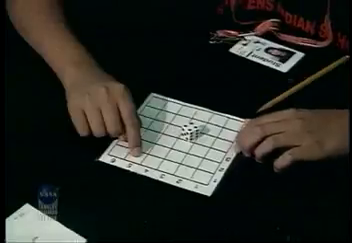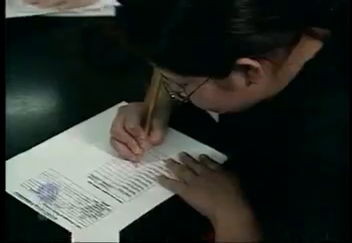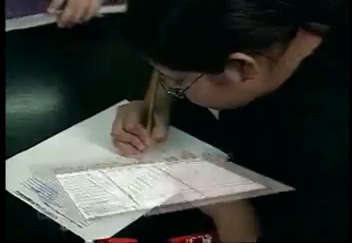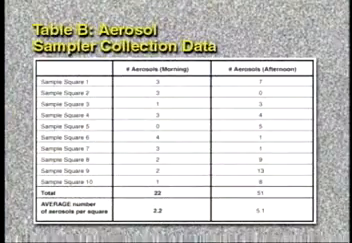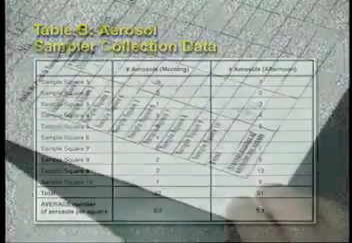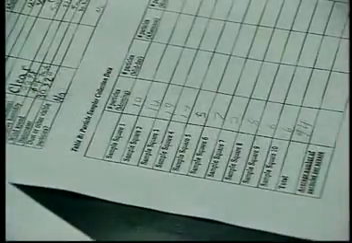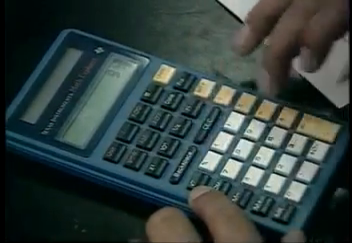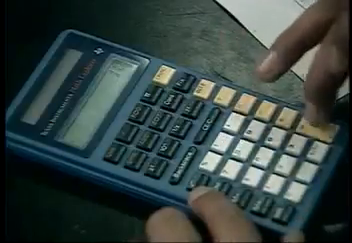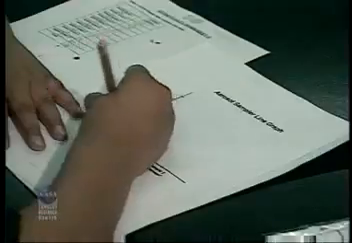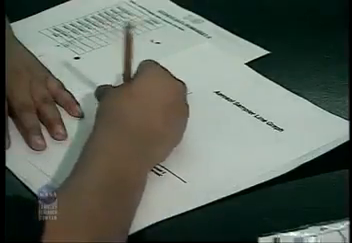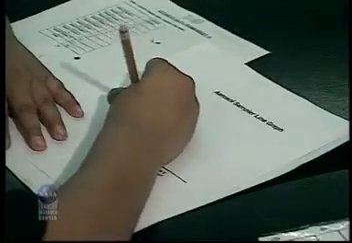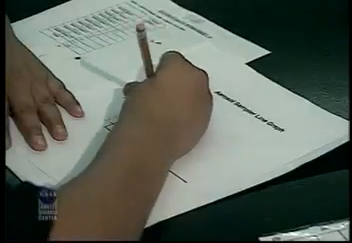Record the number of aerosols in each sample square on Table B, Aerosol Sampler Collection Data, on Student Data Worksheet number 1. Add up all the aerosols in the 10 randomly selected squares to get a total. Next, divide the total number of aerosols by 10 to get an average or mean of the aerosols per square. Repeat the procedure for the afternoon samples. After the average number of aerosols per square for each of the 2 samplers has been calculated, construct a line graph using the aerosol sampler line graph to compare the data.